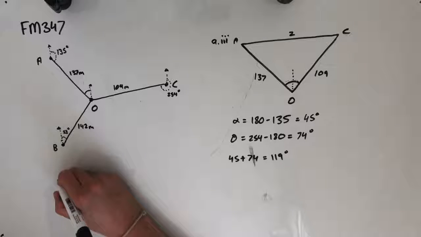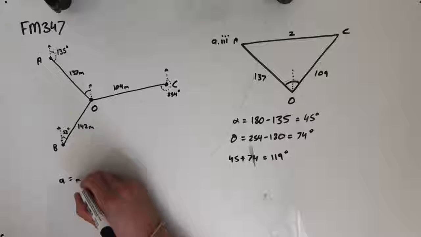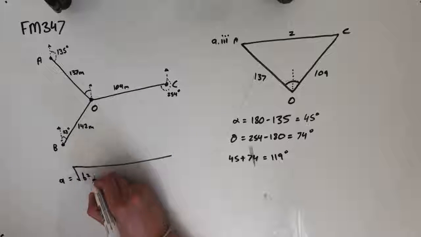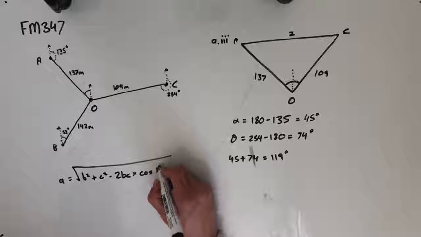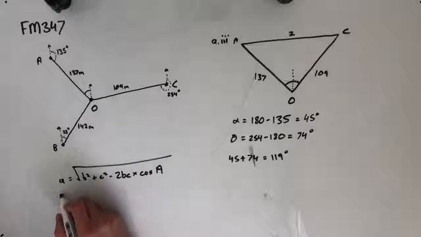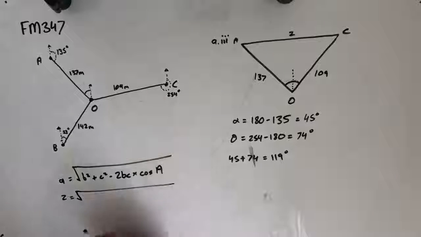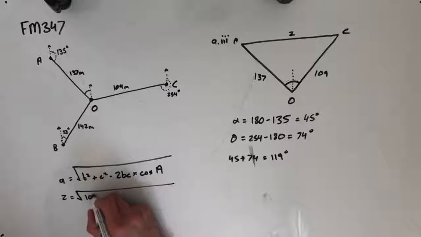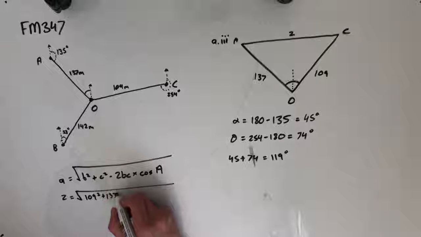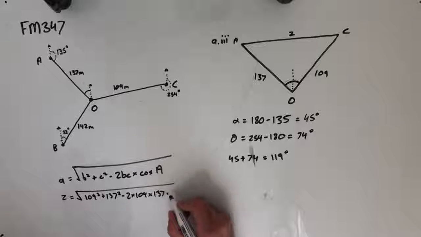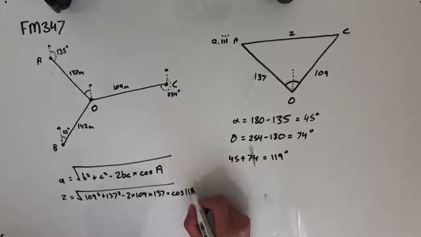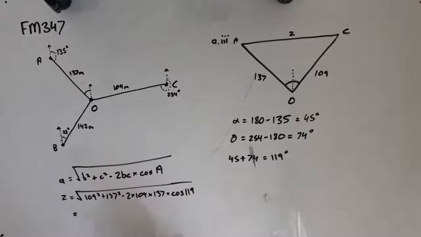Same as before, we're going to use the quick little formula here of a squared equals b squared plus c squared minus 2bc cos A. Substituting our values in here, we should get that z is going to be equal to the square root of 109 squared plus 137 squared minus 2 times 109 times 137 times cosine of 119 degrees. Plugging that all into a calculator should land you at 212.44 meters.